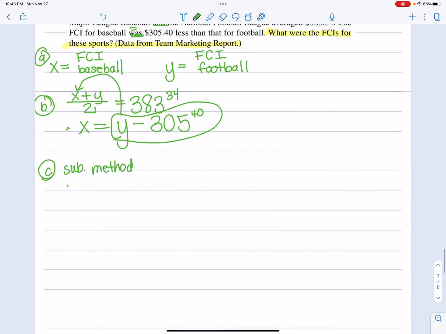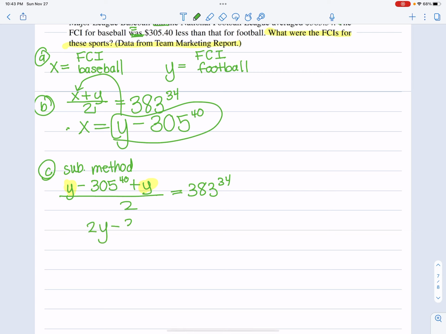So let me do it. Y minus 305.40 plus Y on top over 2 equals this 383.34. Right there. All I did was plug X in. Now look at the very top. You're combining these two on top, this and this. That gives me 2Y on top. So I get 2Y minus 305.40, all of this over 2 equals 383.34.